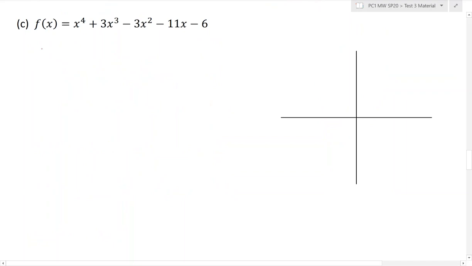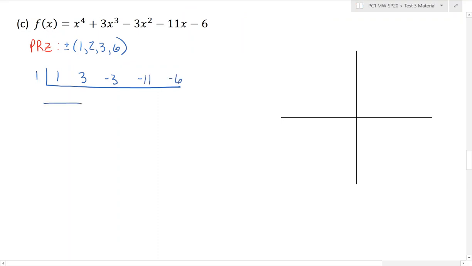All right, let's try this. And this one has quite a lot of factoring for us to have to do. So we are going to start with our possible rational zeros. Our possible rational zeros are going to be plus or minus 1, 2, 3, and 6. I'm going to set up my synthetic division and start dividing this: 1, 3, -3, -11, -6. I always like to start with 1.